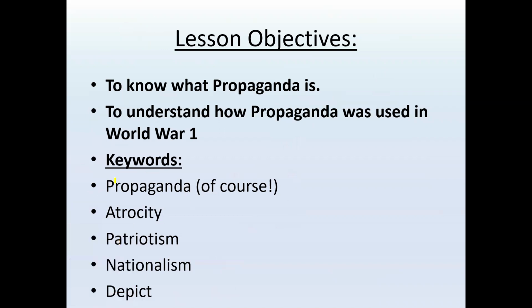So obviously propaganda. So if you don't know what propaganda is, you need to look it up, go away, spend a couple of minutes Googling these and get the definitions written down, the names, the words and the definitions. So propaganda, atrocity, patriotism, nationalism, and depict. So pause here, go away, come back when you are ready.